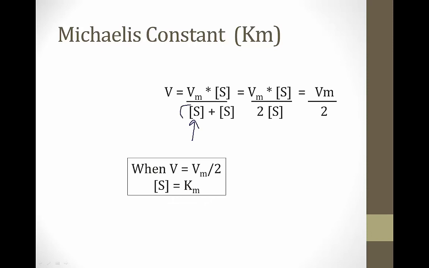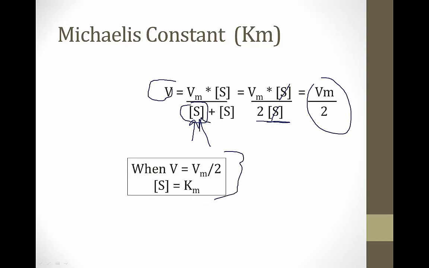That's what I've done right here. Instead of writing Km, I've written the concentration of S. Now we're going to put this together, and we get 2S on the bottom right here. On the top, we still have Vmax times S, because that's the numerator of the Michaelis-Menten equation. Now the S's cancel out, and we have that when V is equal to Vmax over 2, then Km must be equal to S. And that's what I've shown right over here.